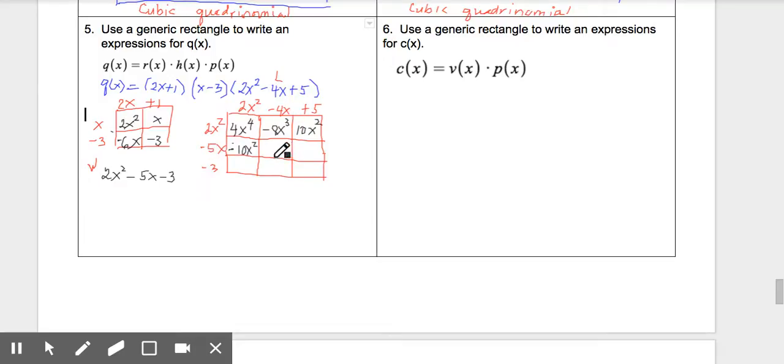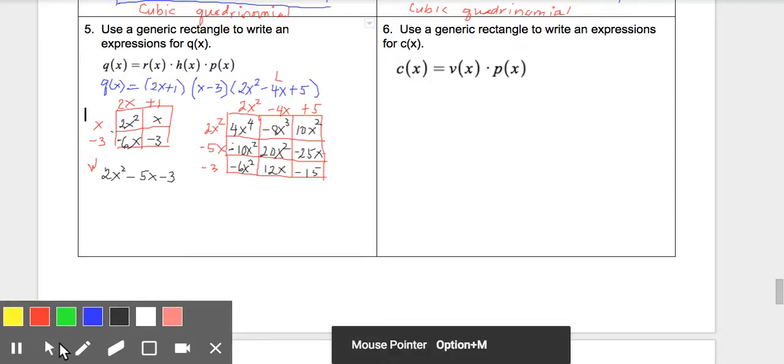Negative 5 times negative 4 is 20. x times x is x squared. Negative 5x times 5 is negative 25x. Negative 3 times 2x squared is negative 6x squared. Negative 3 times negative 4x is 12x. Negative 3 times 5 is negative 15.